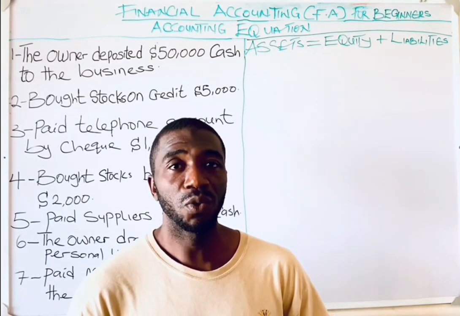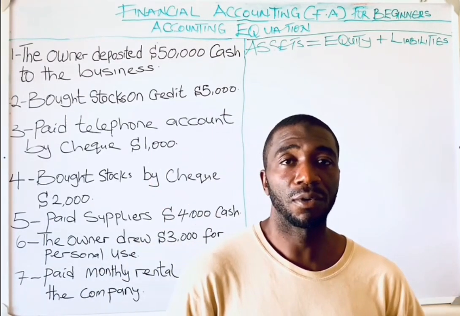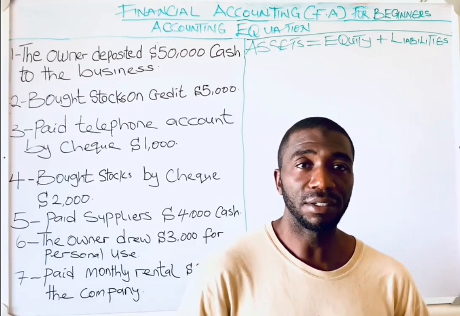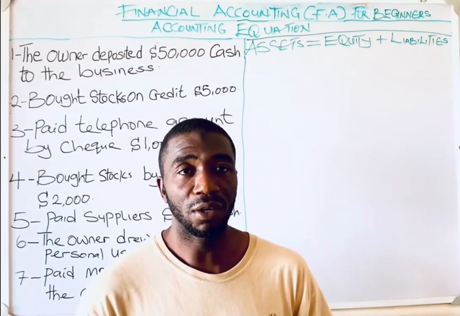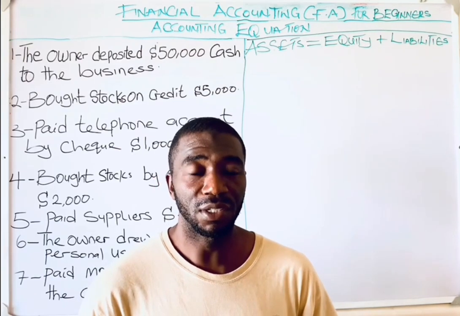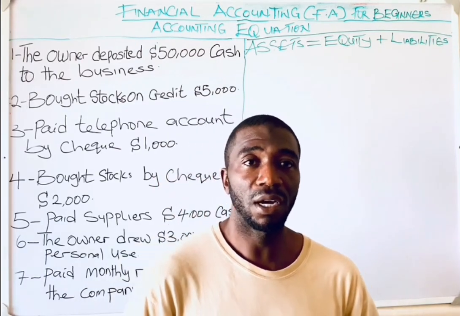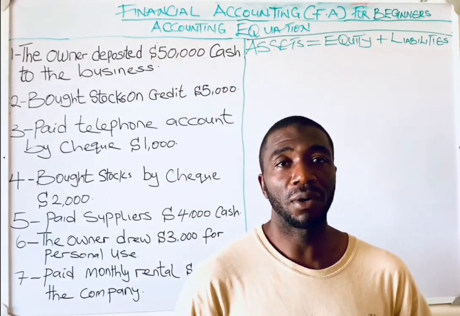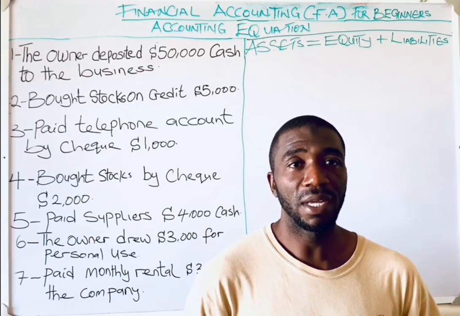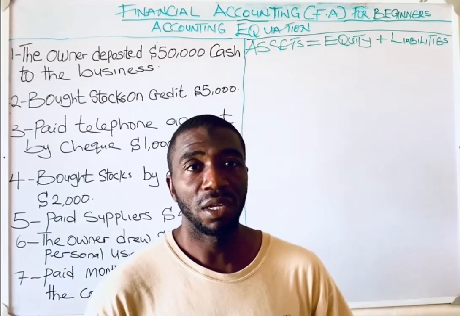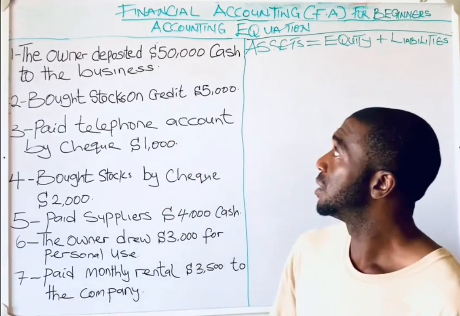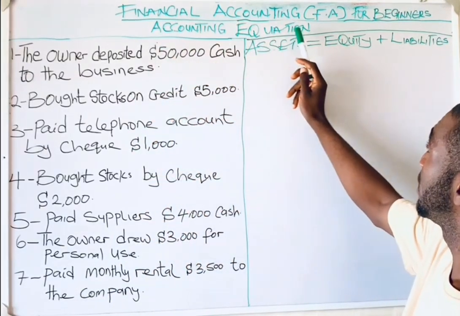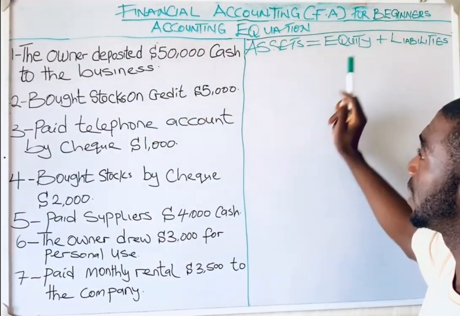Today, we're going to look at financial accounting for the beginners. That is, we're going to start from the scratch to tell students what is accounting, how to record financial transactions, and how to confirm our accounting equation, the assets equals to equity plus liability. As you can see on the board, the financial accounting, FA, for beginners.